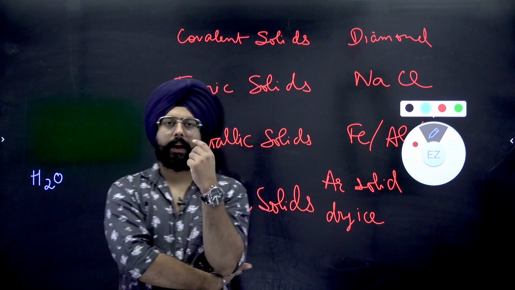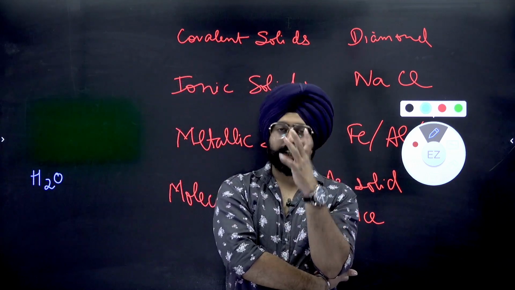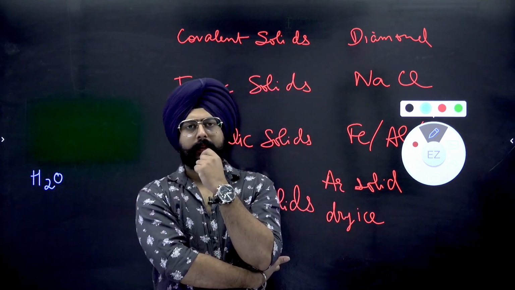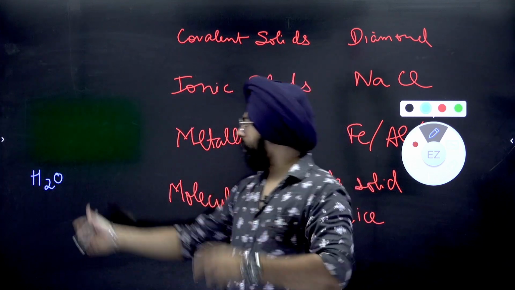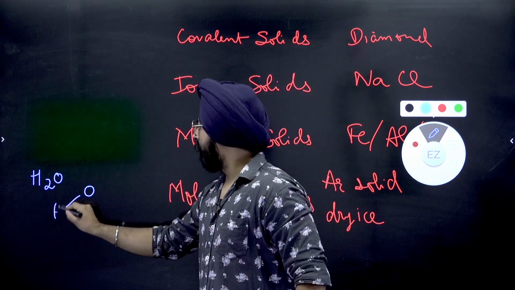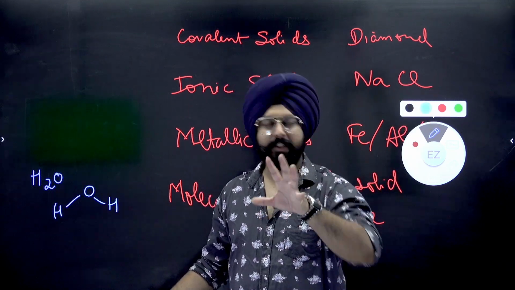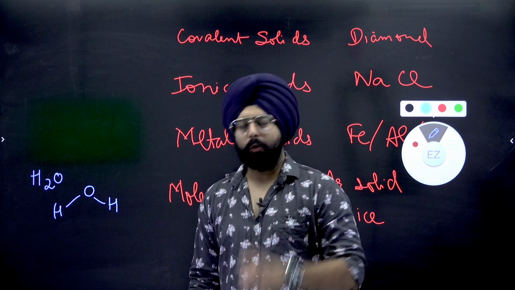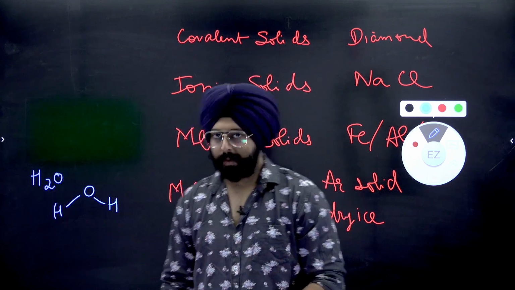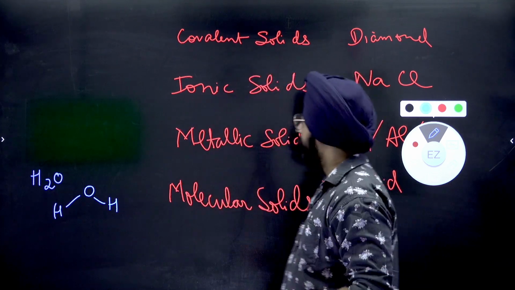Most of you would have the correct idea, I'm sure, but some of you might not. Some of you might be thinking, sir, in water, oxygen is bonded to hydrogen with covalent bonds, therefore it is a covalent solid. That's not the correct explanation. Don't worry if you got it wrong, I'll correct you. And if you got it right in the first go, brilliant, no problem.